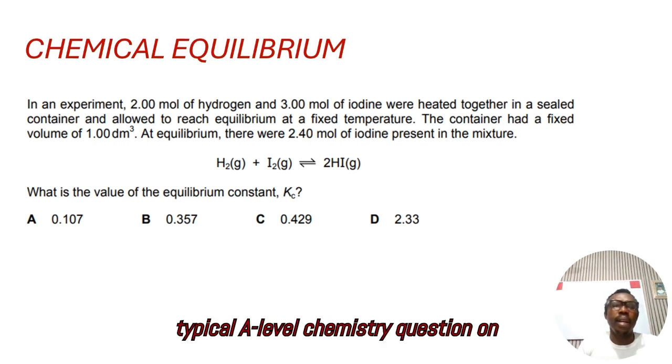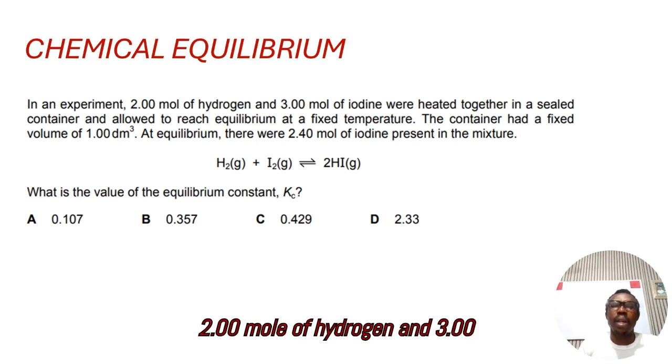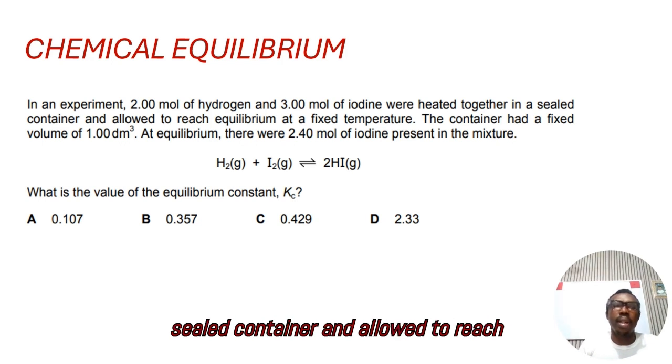Before us, a typical A-level chemistry question on chemical equilibrium. In an experiment, 2.00 mole of hydrogen and 3.00 mole of iodine are heated together in a sealed container and allowed to reach equilibrium at a fixed temperature. The container had a fixed volume of 1.00 dm cube. At equilibrium, there were 2.40 mole of iodine present in the mixture.